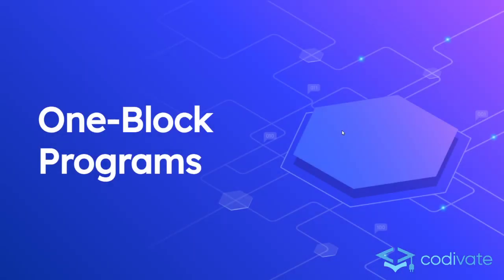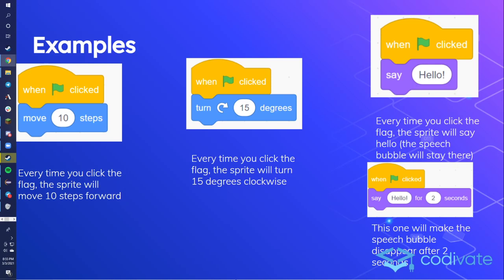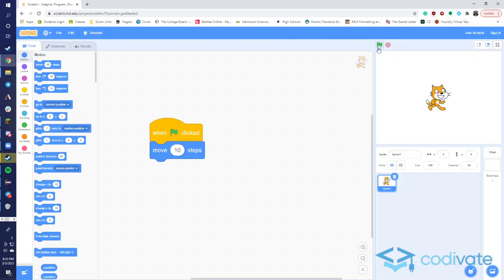Now I'm going to show you some examples of one-block programs and maybe show you how they work in Scratch. As I said at the very beginning, you have a when green flag clicked block. So if you read these, they say when green flag clicked, move 10 steps. If I load up Scratch here and create that project, what's going to happen is this. When I click this green flag, the cat will move 10 steps in the direction it's facing.